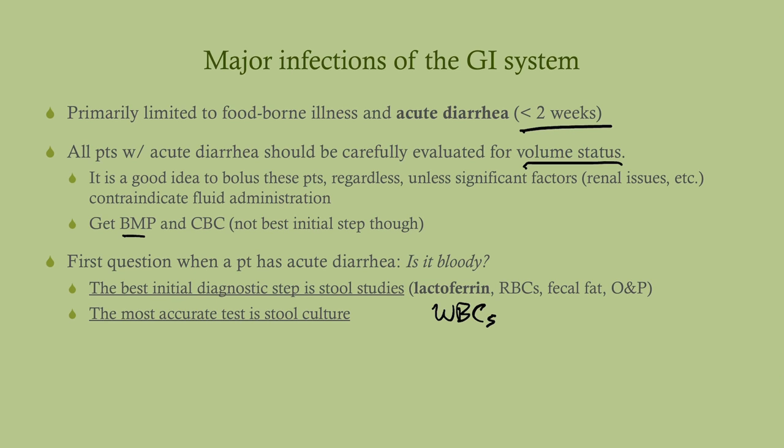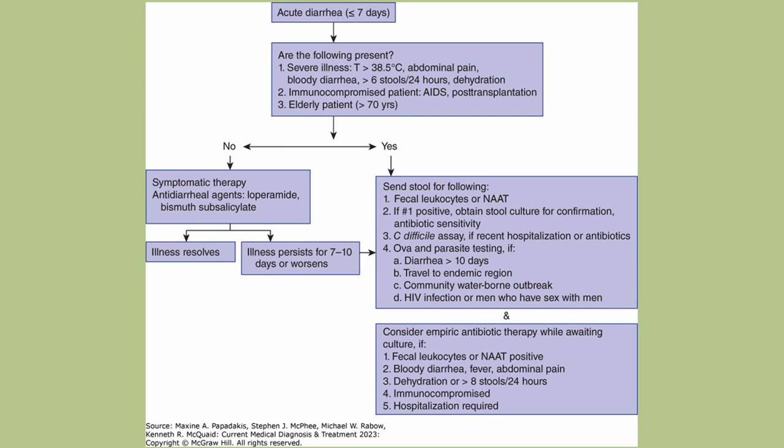The most accurate test to figure out the cause of an infectious diarrhea, anytime you have an infection, is always going to be culture. It's always the most accurate test. Do we do it on everyone? Absolutely not. This is a good algorithm here. They put acute diarrhea less than 7 days, but most describe acute diarrhea as less than 2 weeks. So they'll ask whether the following are present. What these are really getting to is how severe is this?